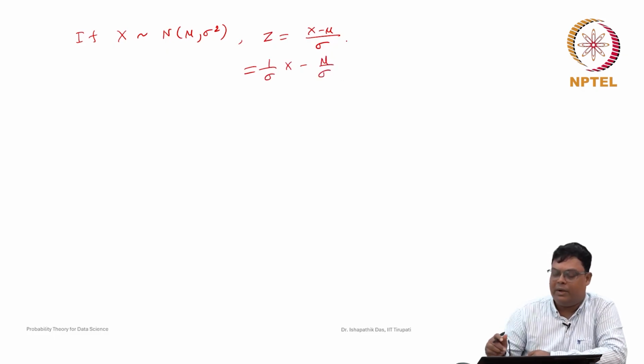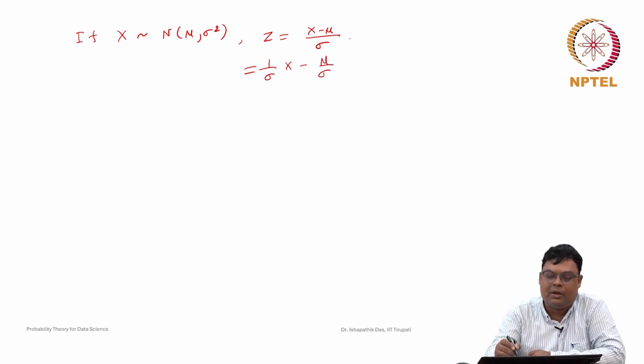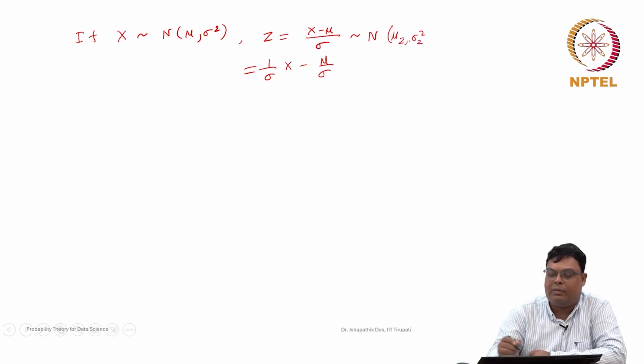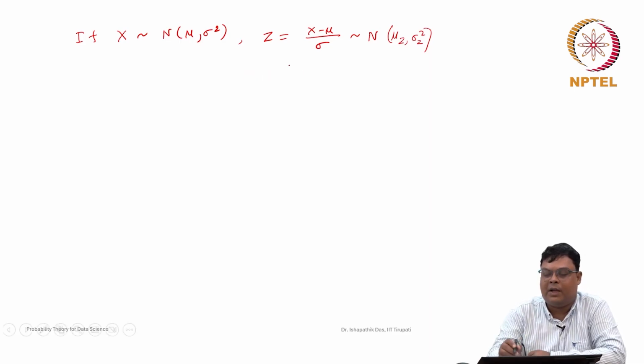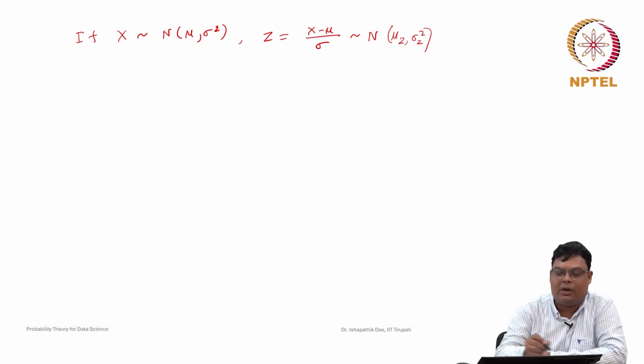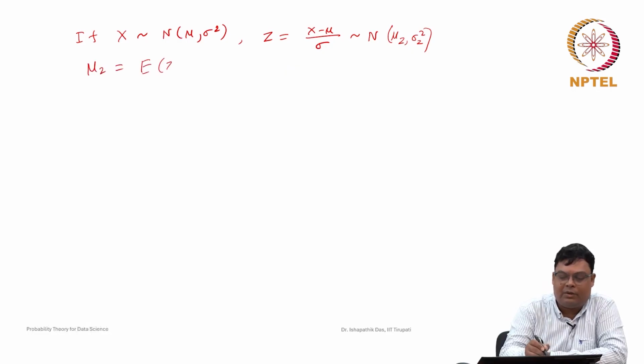So, we discussed that any linear transformation of a normal distribution is again a normal distribution. Now, we want to find what will be the mean and variance. So, it will be a normal distribution with mean mu z and variance sigma square z. Now, we want to find the mean and variance of this random variable. So, the mean mu z is nothing but the expected value of z.